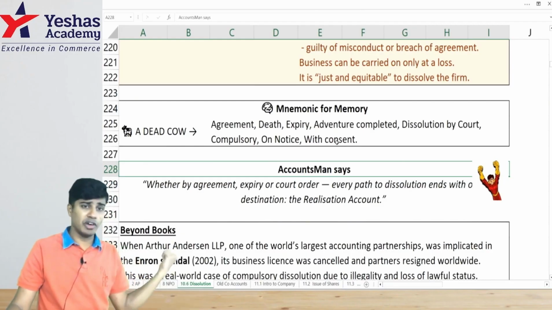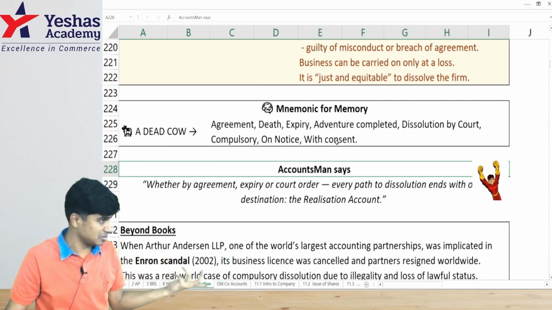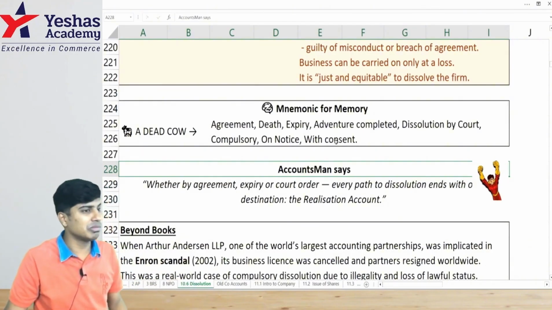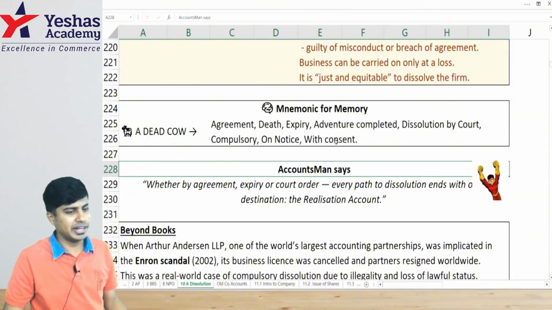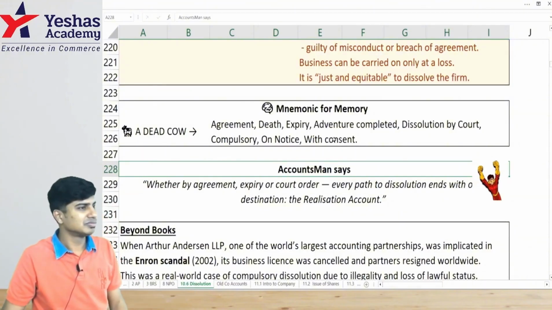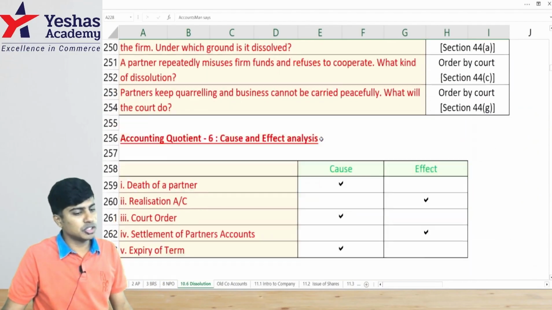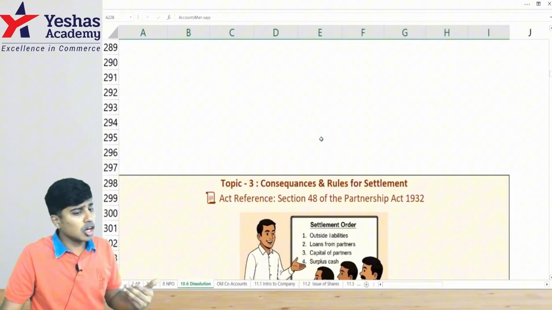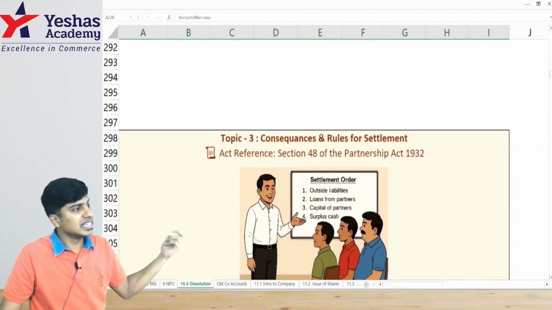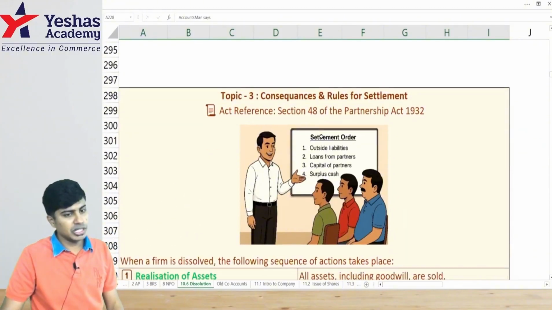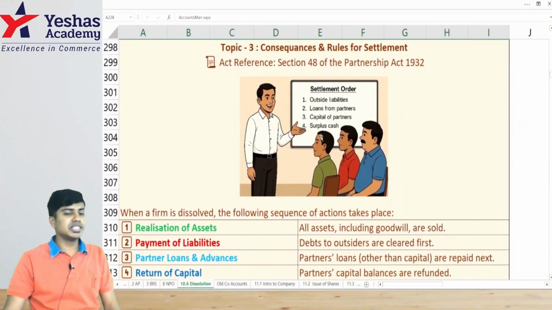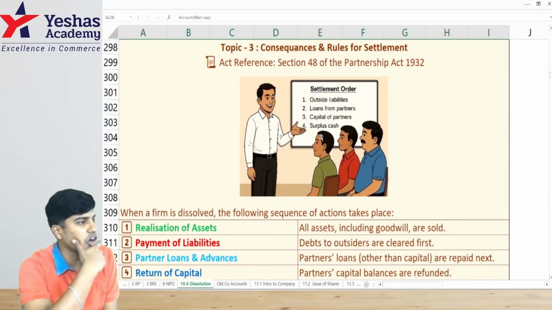If in case it comes up for a 4 marker or a 5 marker or a 6 marker question, no need to remember the section number, not mandatory. But if you know it, it's good. Can we proceed to the next one? By this we finished topic 2, which is circumstances leading to dissolution. Now we'll discuss topic 3, which is consequences and rules of settlement.